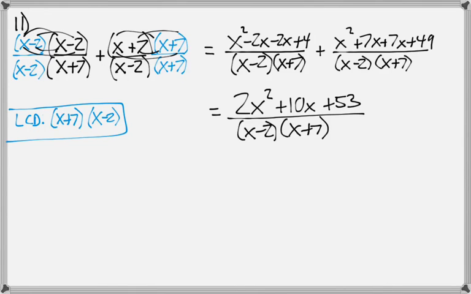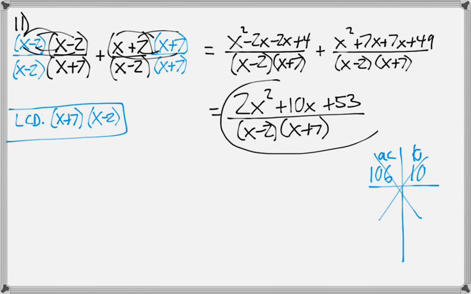Now before I circle this as my answer, I would just want to double check that I can't factor that top any further. So AC would be 106, B would be 10, and if you look for numbers, there's actually no numbers that multiply together to give you 106 but add to be 10. So the top cannot be factored, and that means I can't get a minus 2 or a plus 7. So this would be my final answer.